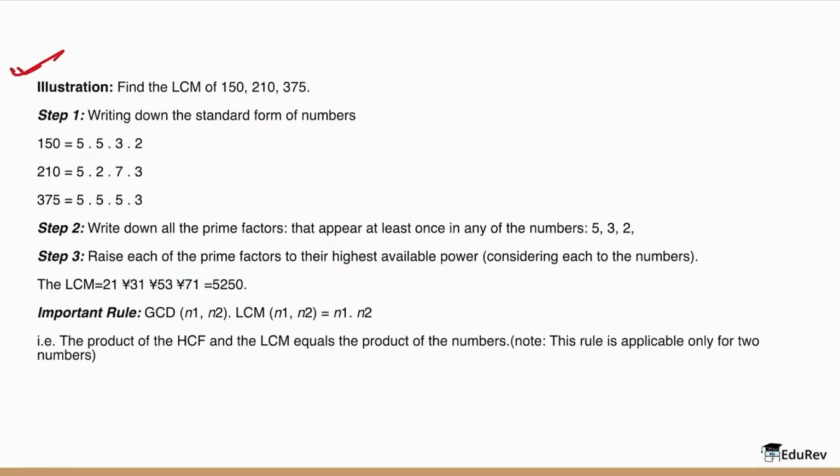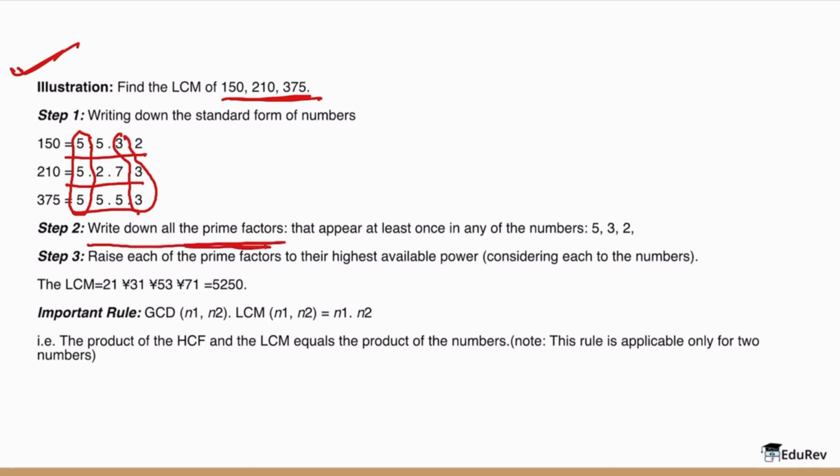And this is the illustration of how we do it. How are we supposed to find the LCM? It's simple. Suppose these are the three numbers and I need to find the LCM of these three numbers. What I'm supposed to do is write them down in standard form. Then I will take all the numbers which are appearing, like for example 5, 5, 5. Write down all the prime factors.